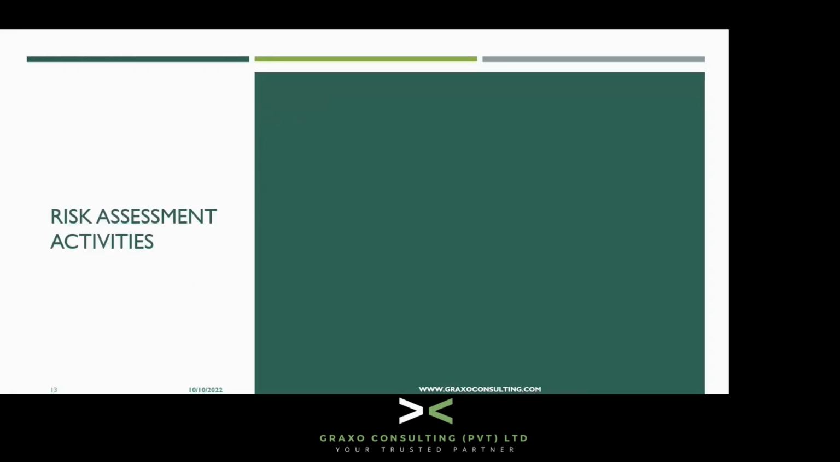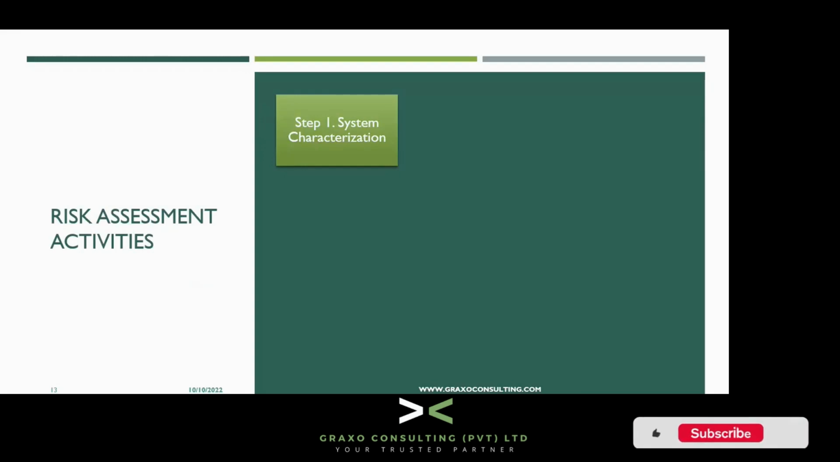Moving on, when we talk about risk assessment, we talk about risk assessment activities. There are 9 steps in risk assessment. Let's talk through them one by one, and then we are going to discuss them in detail. Step one is system characterization. In step one, we characterize the system. We talk about the system hardware, software, and modules, and we characterize them.